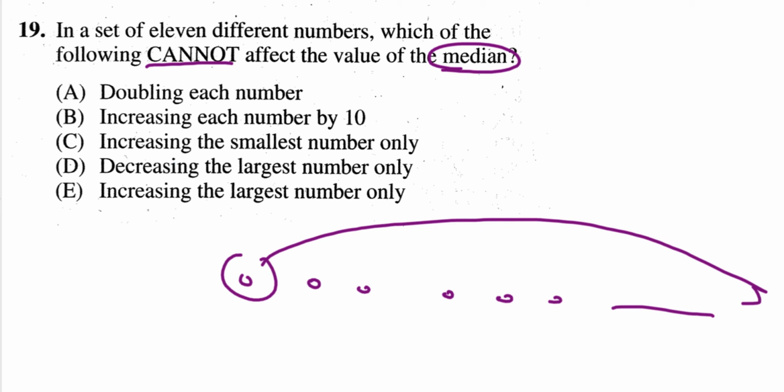Decreasing the largest number only as well. If I make the largest number decrease too much, then my middle number will no longer be the middle number. But E would have been our answer, because when you increase the largest number by far, the largest number will still be the largest number, so the middle number wouldn't be affected by it. Choice E becomes the answer.